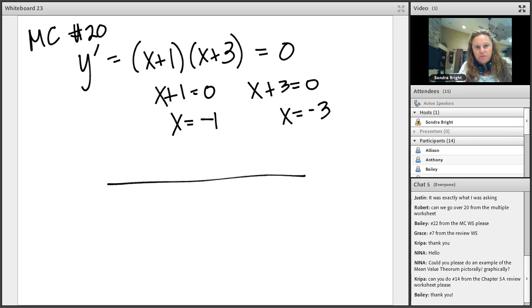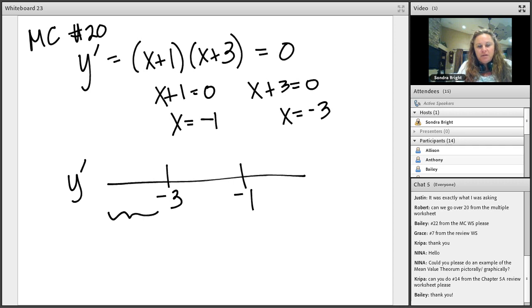And so you draw the number line. This is y prime. I put -3 is actually to the left of -1. So you do have to be careful that you know your number line, right? All right, so there's that. And then you're plugging in values in between, right?